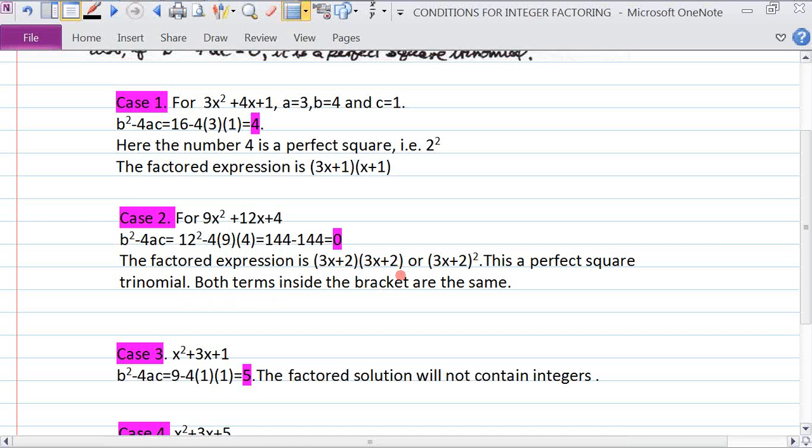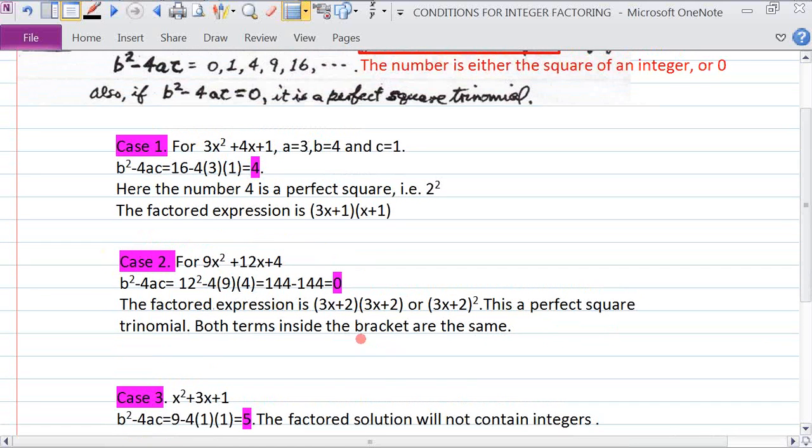In other words, both terms inside the brackets are identical. So if b squared minus 4ac is equal to 0, we still get the integer solutions, but whatever the integer solutions are, they're the same for the first bracket and for the second bracket. Here, what I have in this bracket is not the same as that because this doesn't equal 0. If it equals 0, I get integer solutions, but what's in one bracket has to be the same as in another. This is a perfect square.